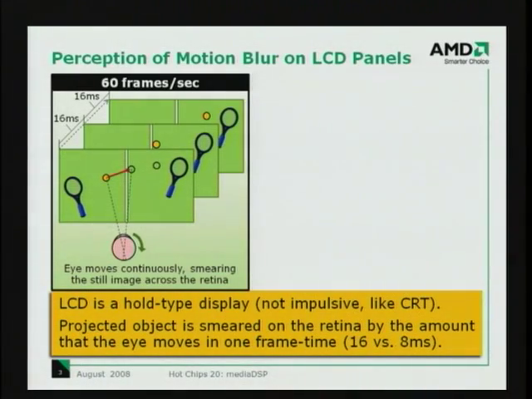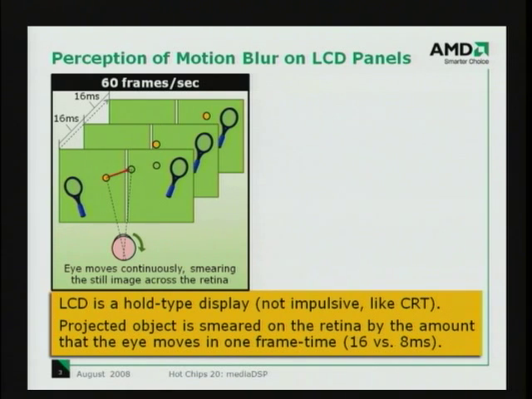This problem of motion blur is actually a very interesting one. It has more to do with the human visual system than it does with the characteristics of the panel. The blur is not actually on the panel. The blur is on the human retina. If your eye didn't move while you were watching an image, there would be no blur.